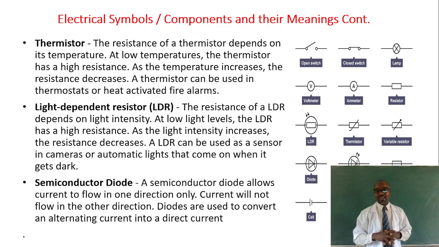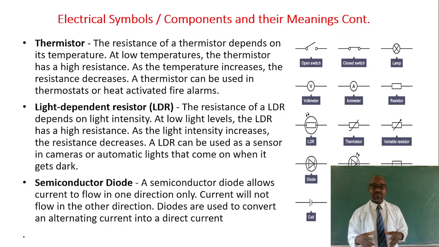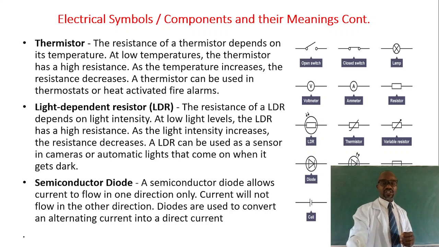All right? Now, the good thing is that a thermistor is used in thermostats or heat-activated fire alarms. Thermostats are found in electric irons, and then fire alarms where there is heat, anything that applies thermal energy. A thermistor can be used as a component to regulate the flow of thermal energy in that arrangement.